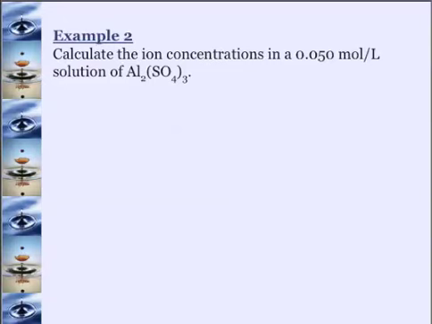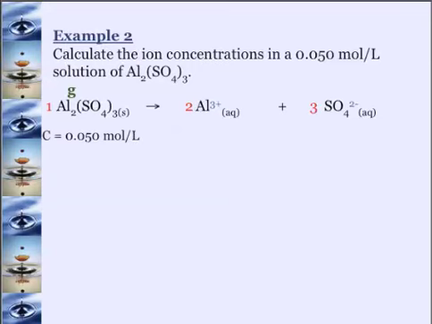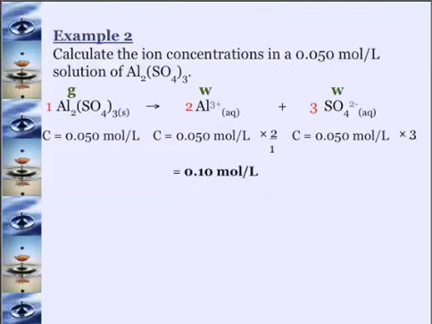Now, let's look at a more complex example. Calculate the ion concentration of a 0.05 mole per liter solution of aluminum sulfate. Here's our dissociation equation. We're going to put in our coefficients, so this is a 1 to 2 to 3. That's what we are given, and we have our wanted here. So our concentration times the ratio of our wanted divided by our given means that the concentration of our cations is 0.10 moles per liter, and of our anions happens to be 0.15 moles per liter.